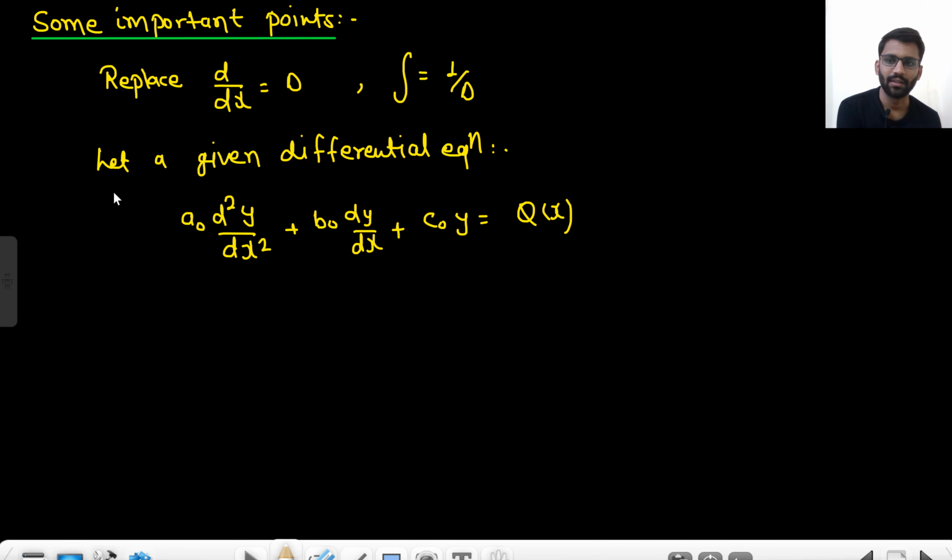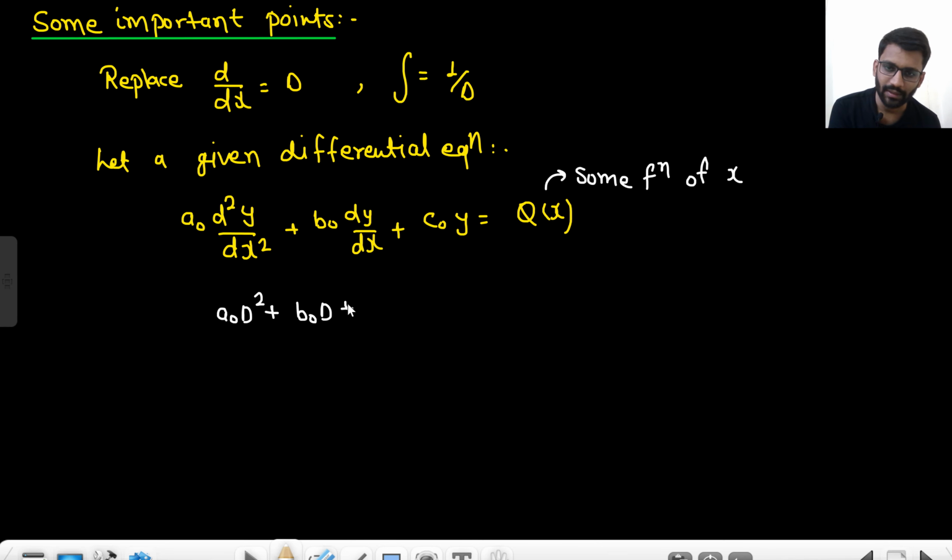So let's assume this is the given differential equation: a naught d square y by dx square plus b naught dy by dx plus c naught y equals q of x, some function of x. So how will we solve it? a naught D square plus b naught D plus c naught.